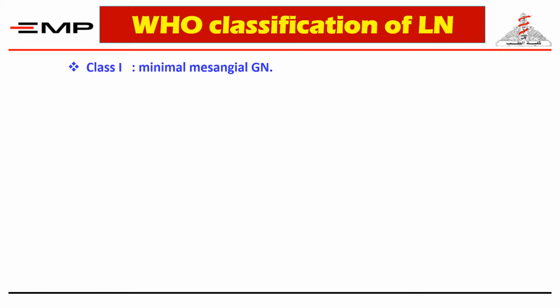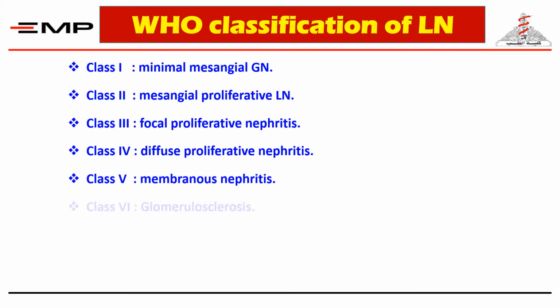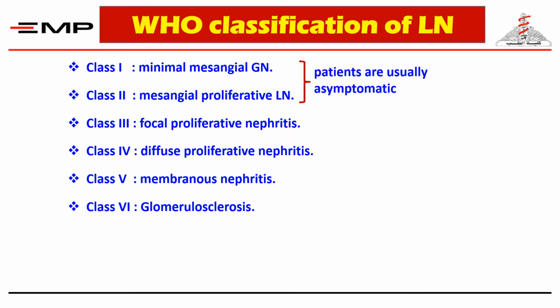WHO classification of lupus nephritis: there are 6 classes. Class 1, minimal mesangial glomerulonephritis. Class 2, mesangial proliferative glomerulonephritis. And in these two classes, the patients are usually asymptomatic and do not need any treatment for the kidney.